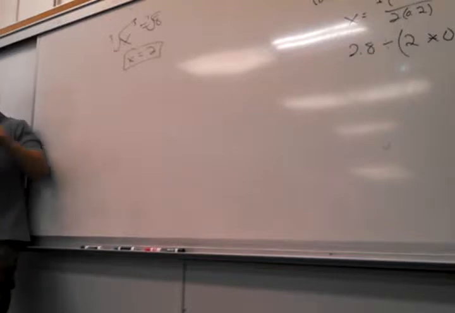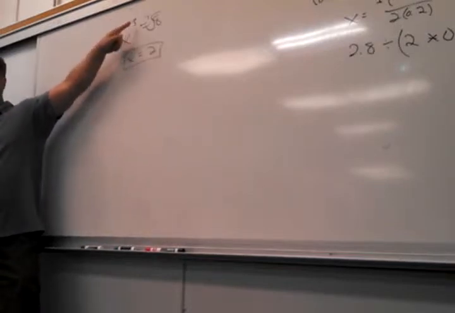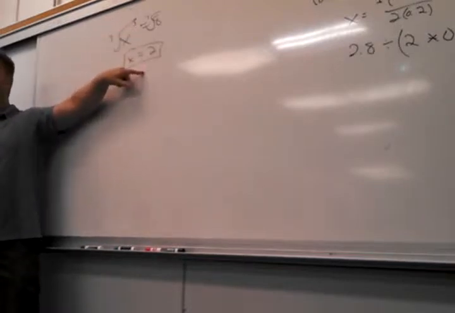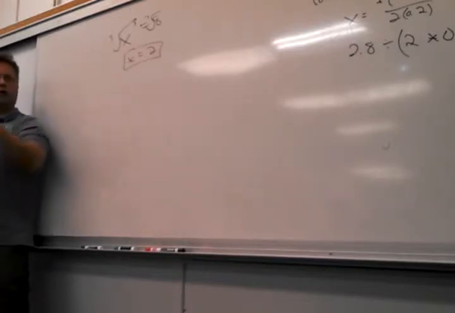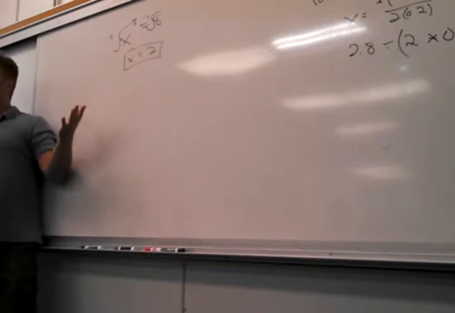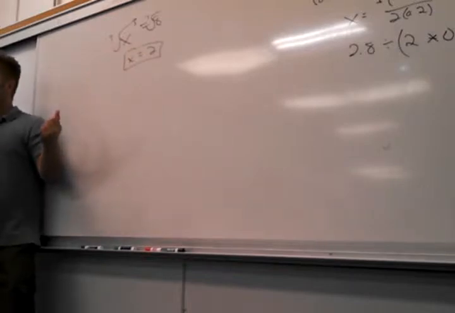There are 2 others, and I think at one point in the lecture I did mention there should be 3 answers, and 2 of them we haven't talked about yet. So there are 2 more answers. How do I get the other 2 answers? Complex numbers. But how do I get them?